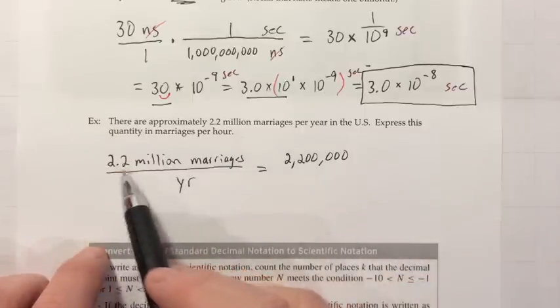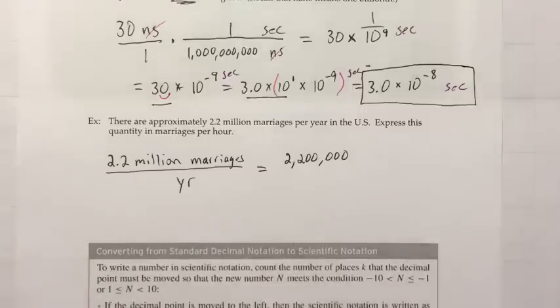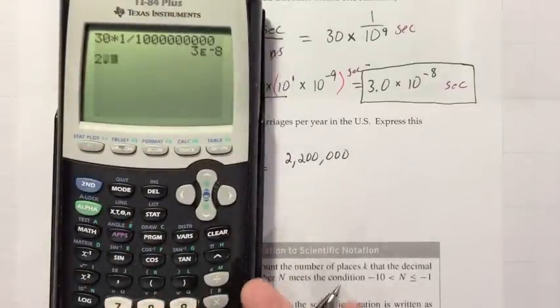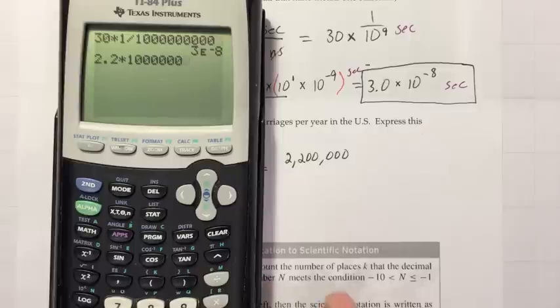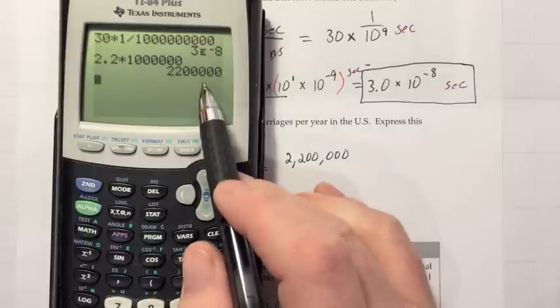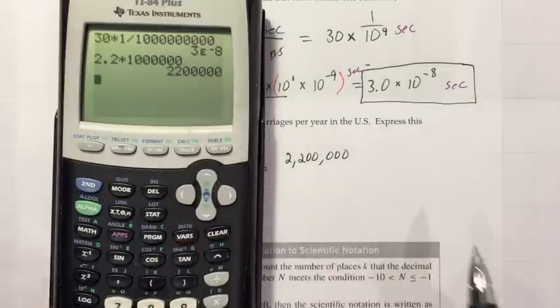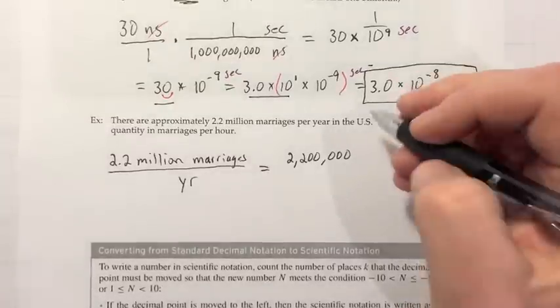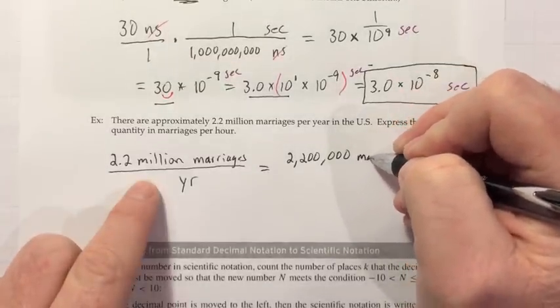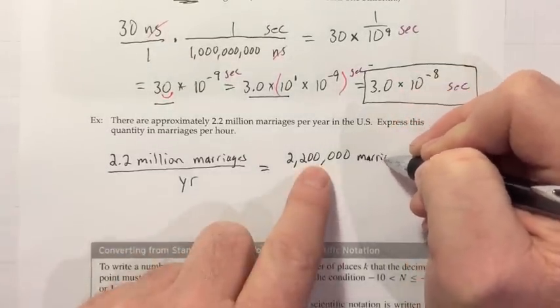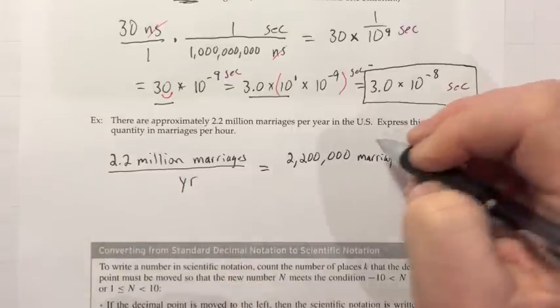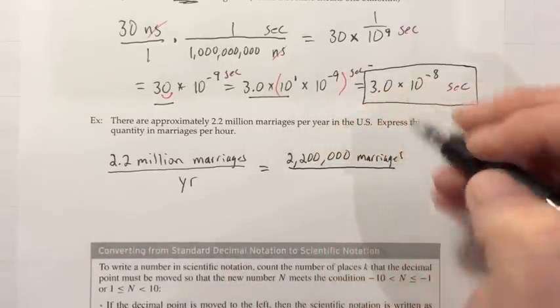You could also just go 2.2 times a million on your calculator. It does the same thing. Just to show you that real quick: 2.2 times 1, 3 zeros, 6 zeros, and we have the same number. 3 zeros, and then the 200, then the 2. Okay, so now that's not million marriages, it's just marriages. 2,200,000 marriages is the same as 2.2 million marriages, so we took care of part of the conversion.